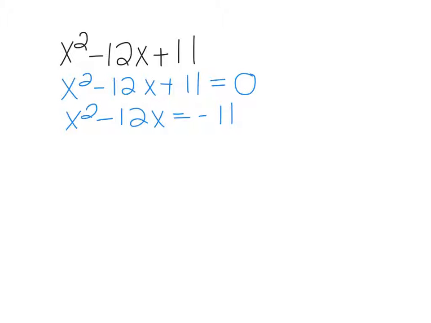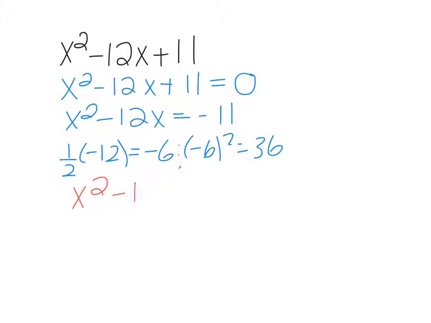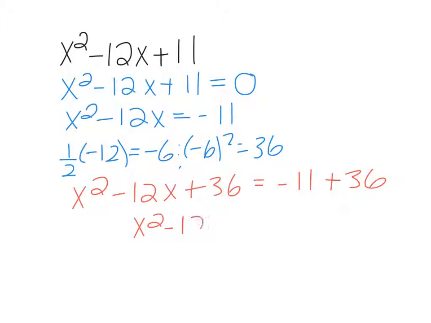Now the next step is to half the value of b, which is negative 12, and that'll give us a negative 6. Then we're going to square that negative 6, and that'll give us 36. And then we're going to take that 36 and add it to each side of the equation. So x squared minus 12x plus 36 is equal to negative 11 plus 36, and that'll give us an equation of x squared minus 12x plus 36 is equal to 25.